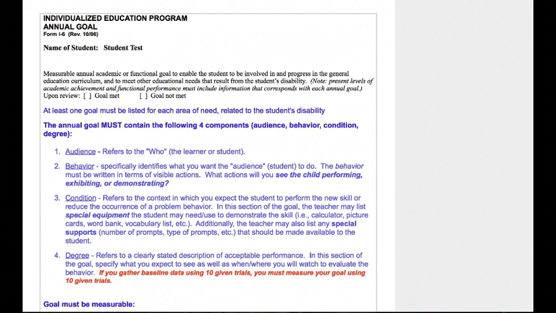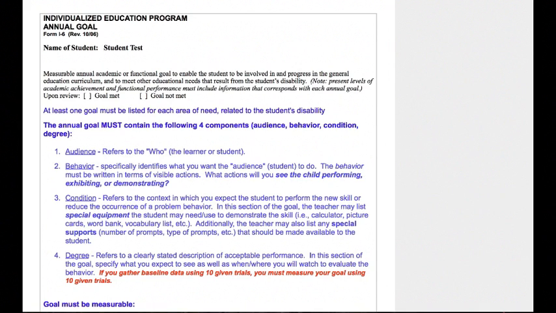In addition, you're going to want to document special supports that are required for the student to achieve the behavior you're hoping to see. So if they require prompting or really any other kind of transactional support that is required in order to ensure the student will be successful at the end of their IEP year in demonstrating the specific behavior we're looking to observe. The fourth component of an IEP goal is the degree to which you expect to see the student do this.